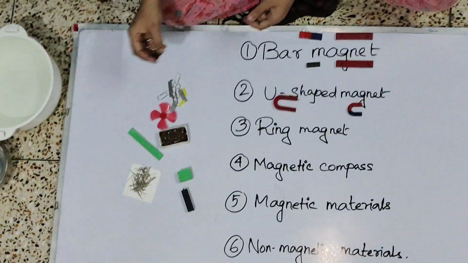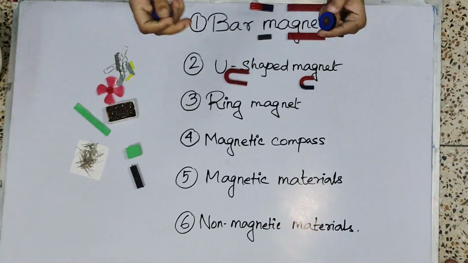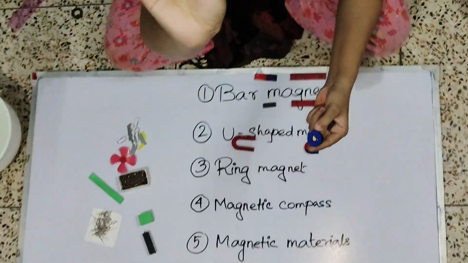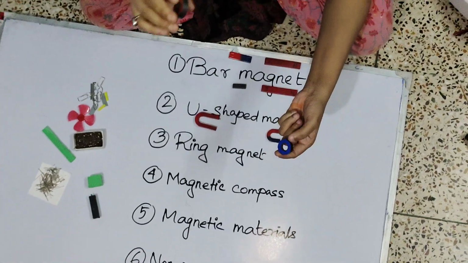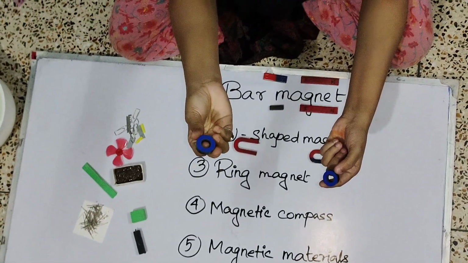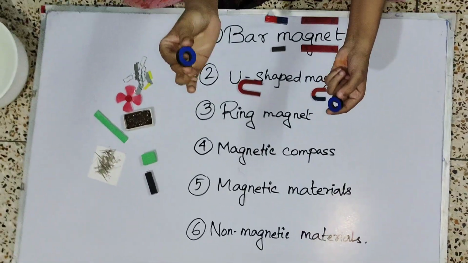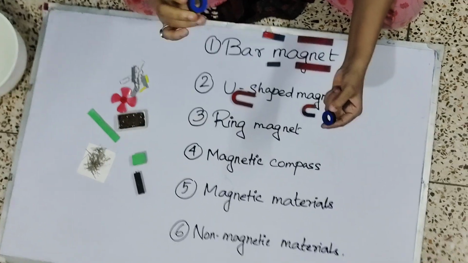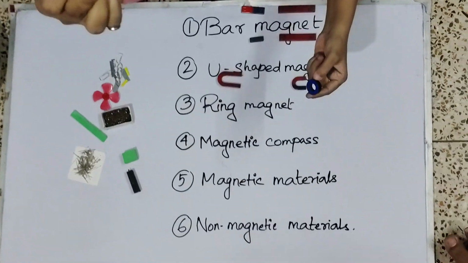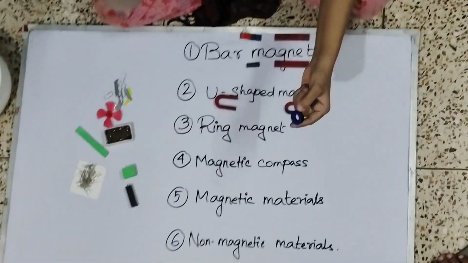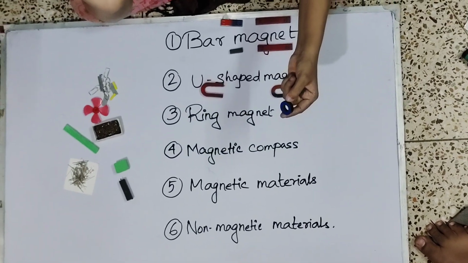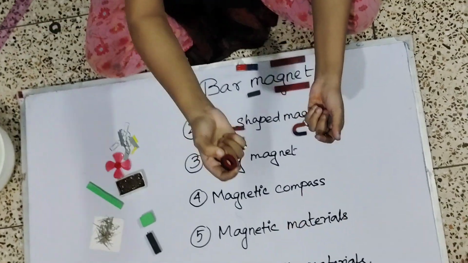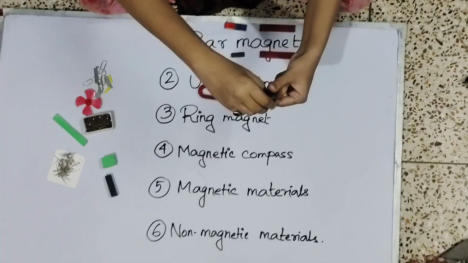Now see, what is this? This is looking like a ring. So this is basically a cylindrical magnet or ring magnet. See, it looks like a ring. It can be worn on the fingers. So these two are the ring magnets.